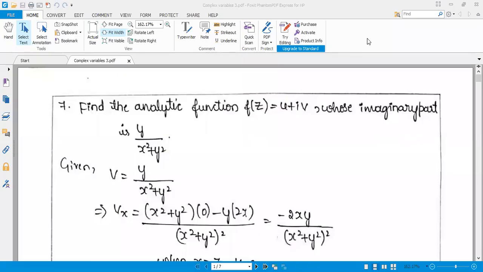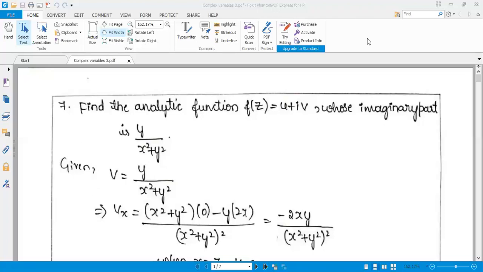A very good morning. In this lecture, we'll continue with the construction of analytic functions by the Milne-Thomson method, and also discuss harmonic functions and some problems. First, let us continue with this analytic function. Find the analytic function f of z, whose imaginary part is y by x square plus y square.